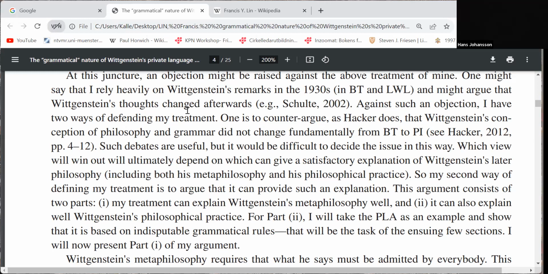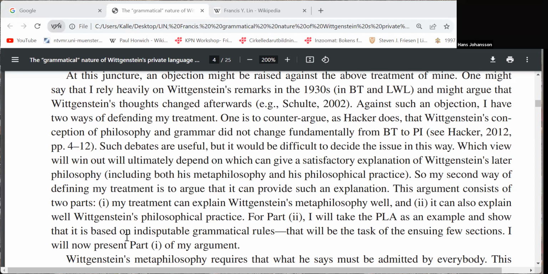At this juncture, an objection might be raised against the above treatment of mine. One might say that I rely heavily on Wittgenstein's remarks in the 1930s, and might argue that Wittgenstein's thoughts changed afterwards, for instance, Schulte. Against such an objection, I have two ways of defending my treatment.